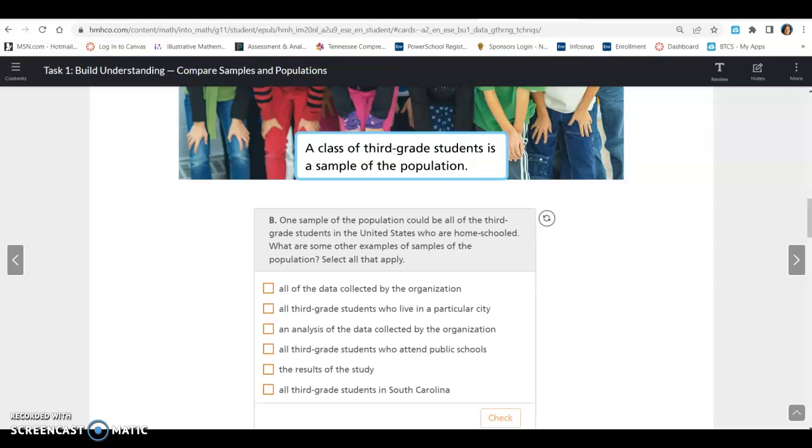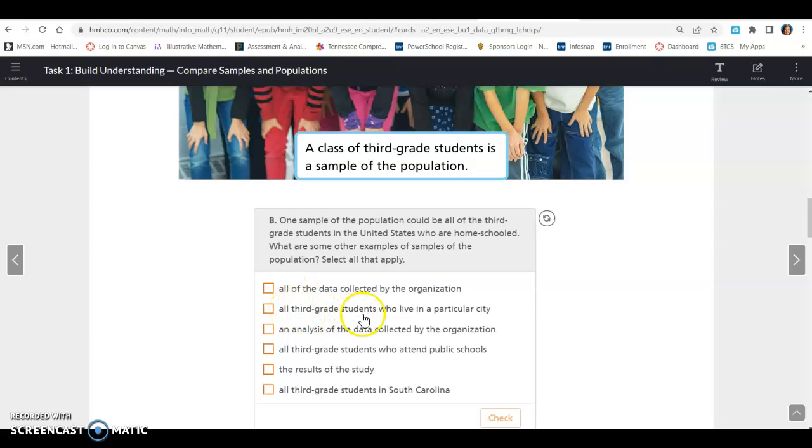What are some other examples of samples of the population? Select all that apply. All of the data collected by the organization would be a census. Remember, all the data is a census, not a sample.